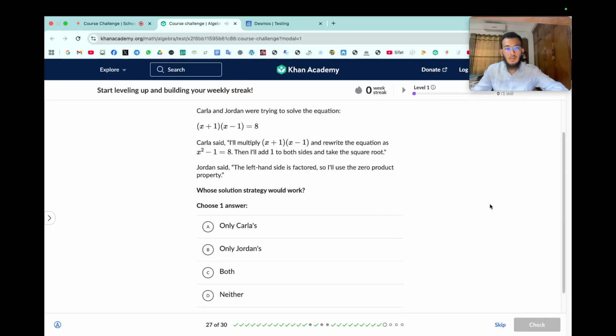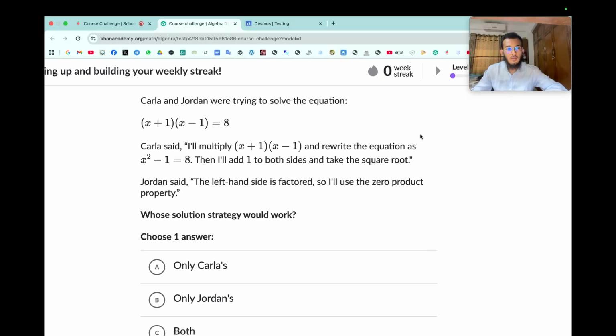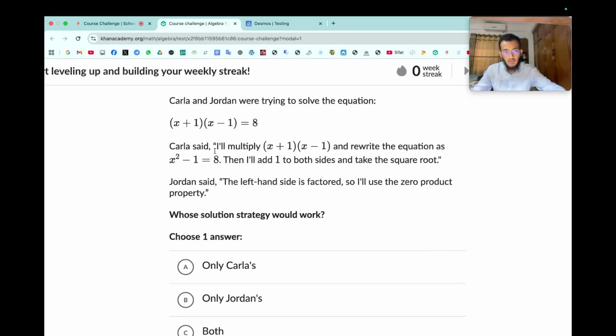All right. Carla and Jordan were trying to solve the equation: this thing equals 8. Carla said, I'll multiply this thing and rewrite the equation as x squared minus 1 equals 8, and then I'll add 1 to both sides and take the square root. Jordan said the left hand side is factorized, so I'll use the zero product property. But in order to use the zero product property, you must have equal to 0, so you can't use the zero product property here. So Jordan is not right.